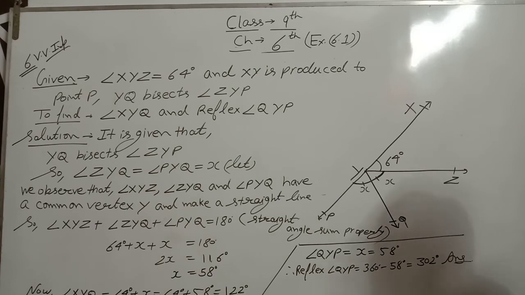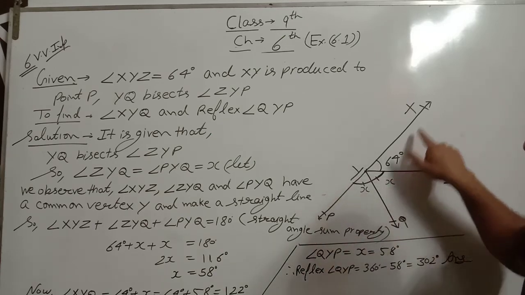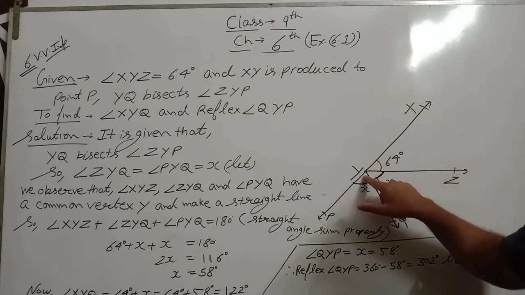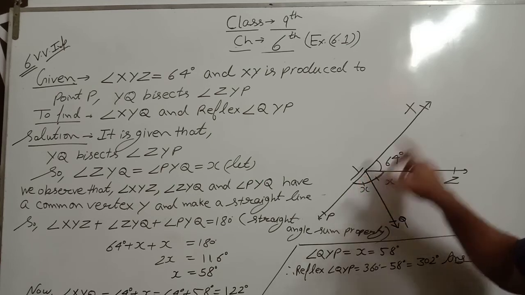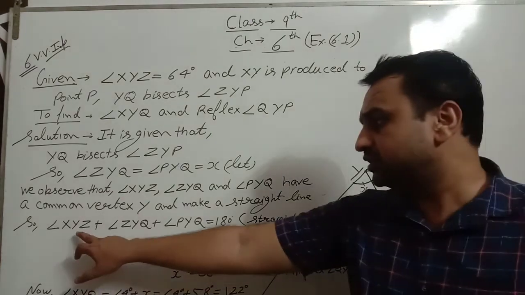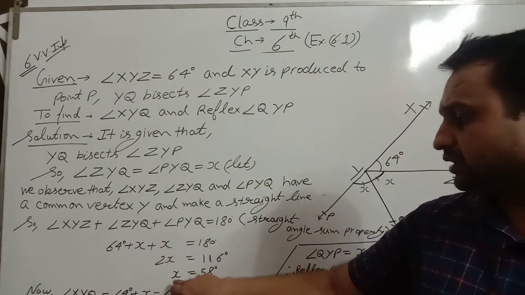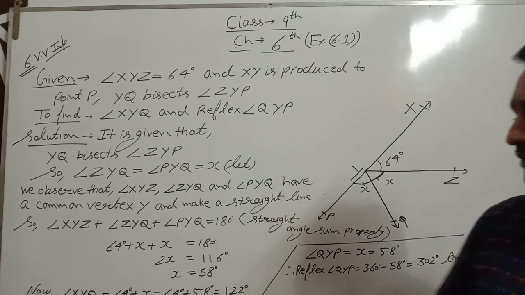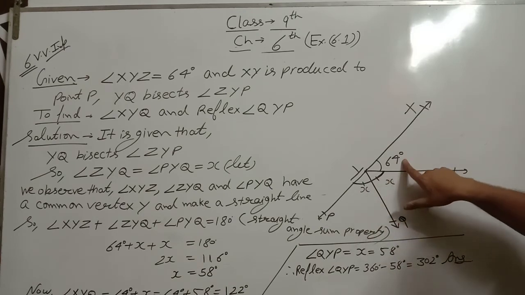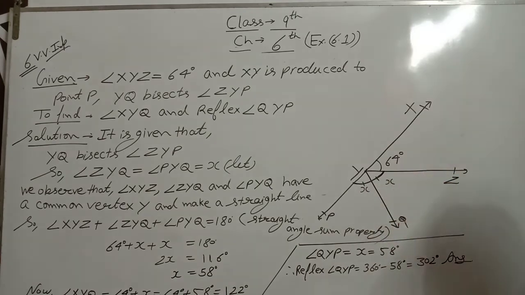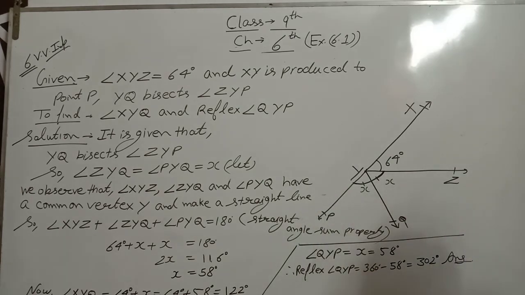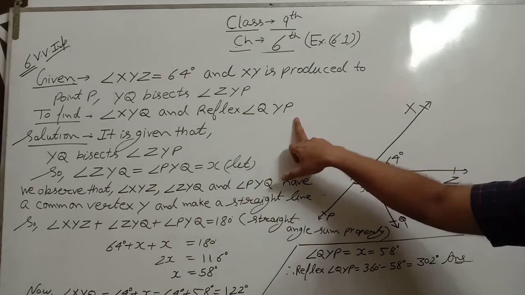Now we observe that angle XYZ, angle ZYQ, angle PYQ have a common vertex Y and make a straight line. So these angles are straight angles. So the sum of these three angles equals 180 degrees, x equals 58 degrees after calculation, and we have to find out angle XYQ. Angle XYQ is equal to 64 degrees plus x. It means 64 degrees plus 58 degrees. The answer is 122 degrees.